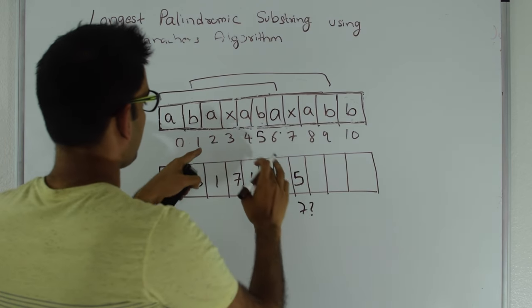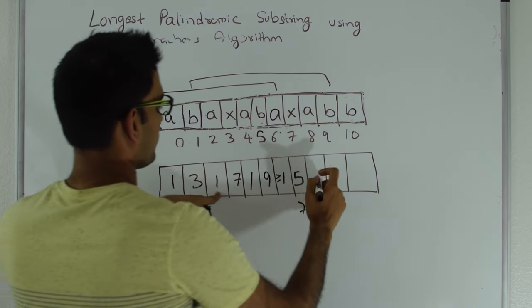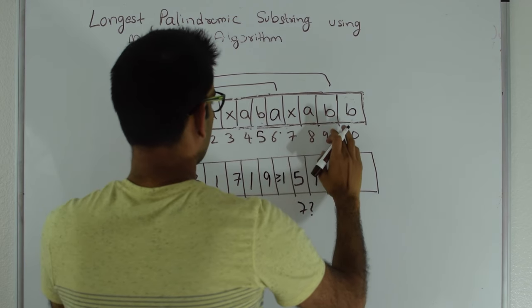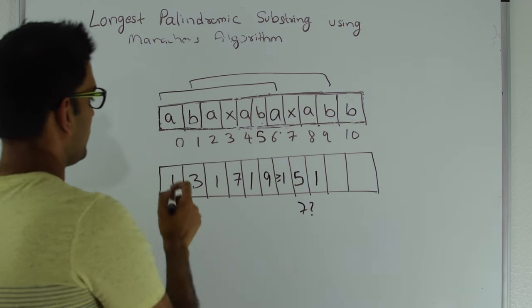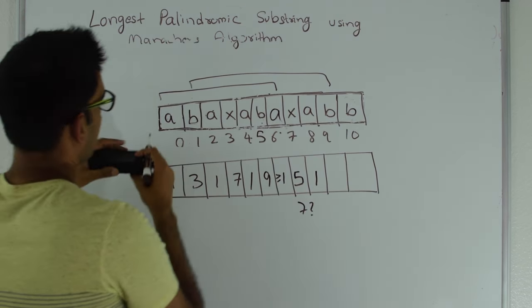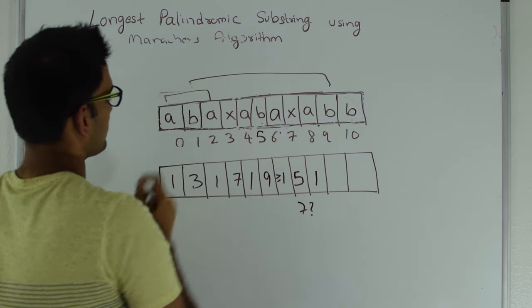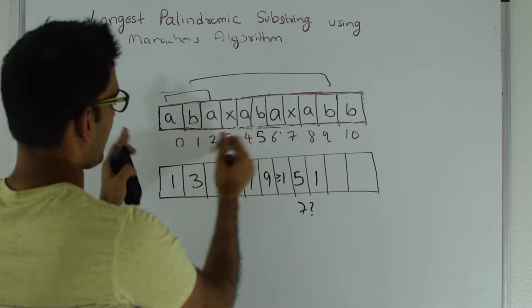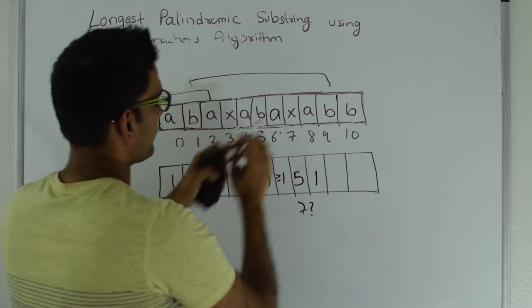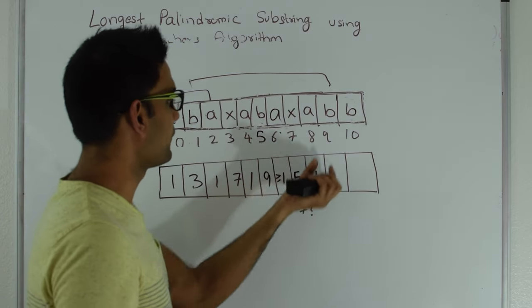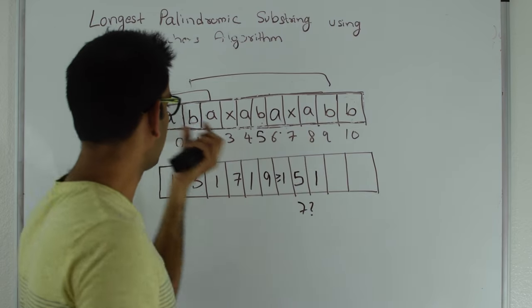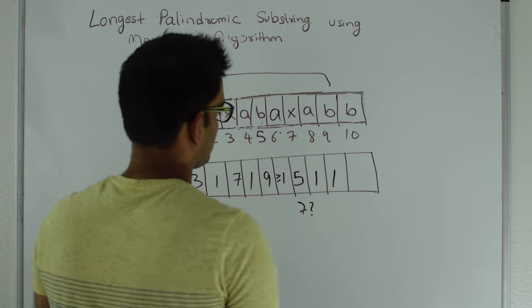Also, then we go to A, and this will be of length 1. And then we go to B. The same is true for B. The palindrome around this B was expanding from this to this, and this is beyond the left edge of my current palindrome under B. So I cannot say that the palindrome at this B will be of length 3. So this will be of length 1.